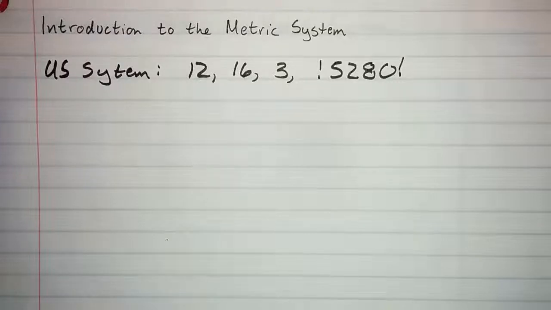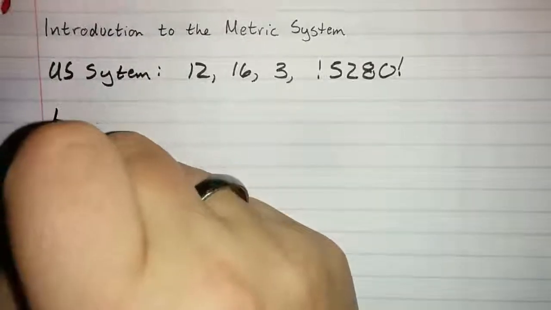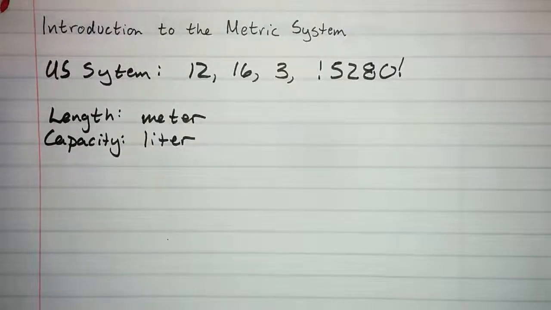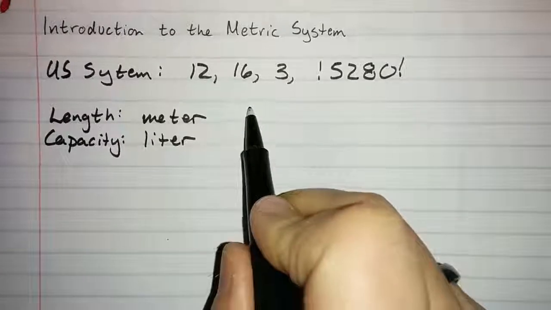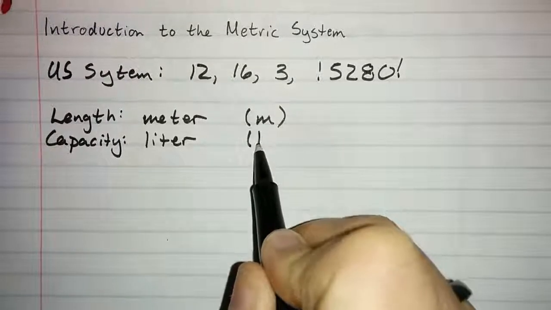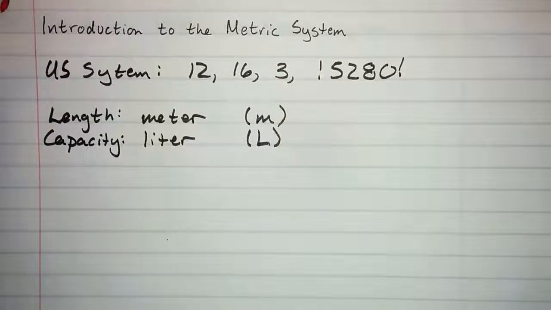Here's how it works. In the US system, we have all of these units for length. In the metric system, there's only one, the meter. In the metric system, there's only one unit for capacity, the liter. Now, these are a little bit confusing. Meter, liter, don't be confused. The meter is abbreviated lowercase m. The liter is abbreviated capital L. It has to be capital. No lowercase l's for liters.